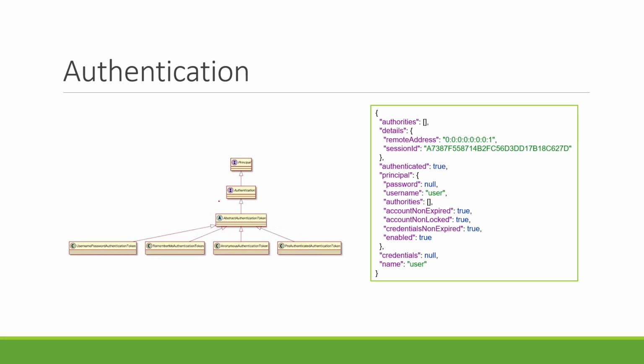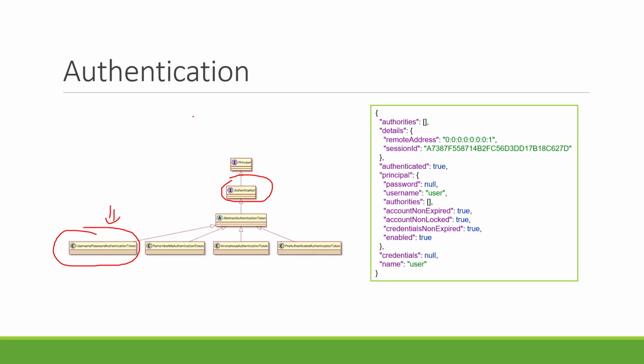So here is an example of authentication. Authentication is an interface, and it has concrete implementations, like the username password authentication token, which we are going to use later. It also has others like Remember Me, Anonymous, and pre-authenticated authentication tokens. For this playlist, I only deal with the username password authentication token, and you will see it later.